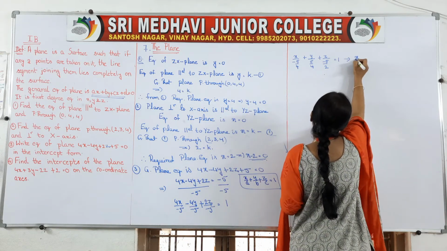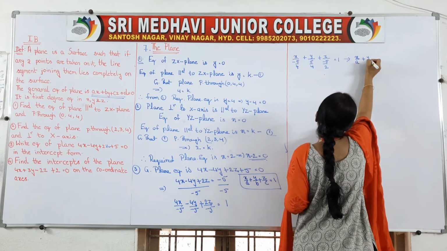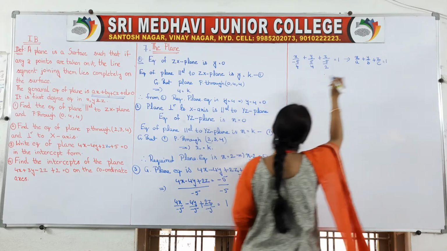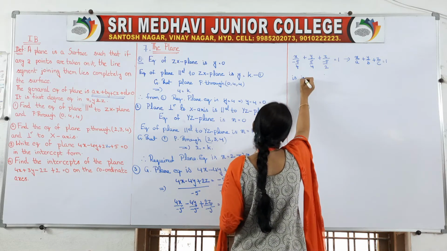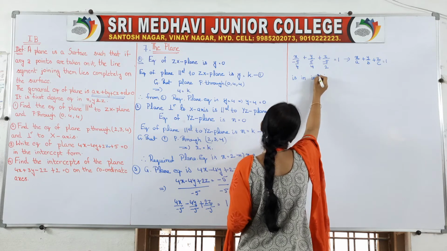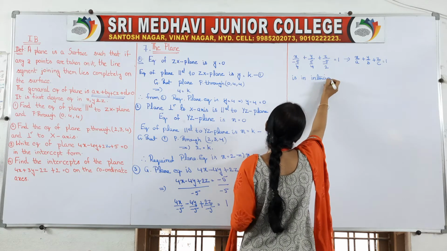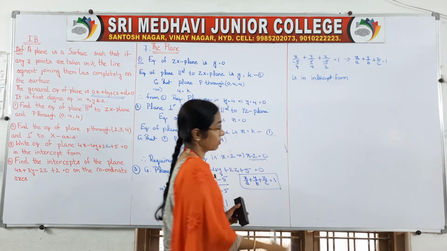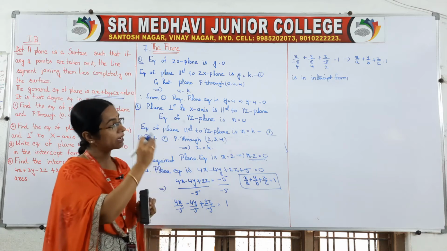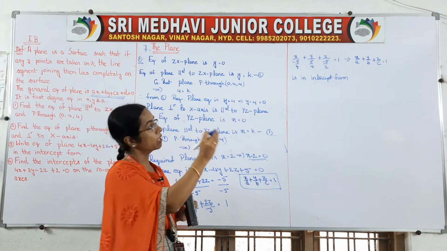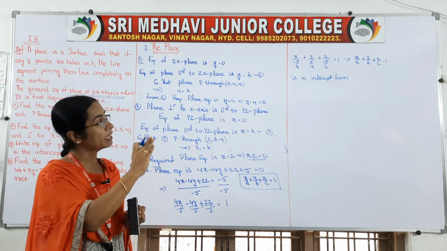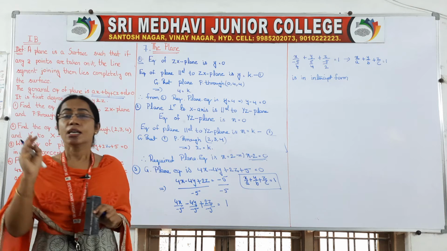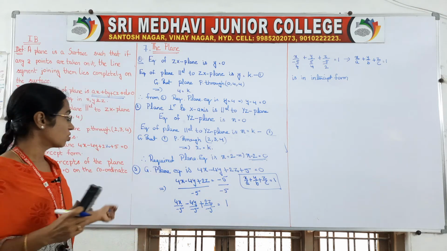So an equation in the form x by a plus y by b plus z by c is equal to 1 is called the intercept form. Here, whatever value is in the place of a is called the x-intercept, whatever value is in the place of b is called the y-intercept, and whatever value is in the place of c is called the z-intercept.